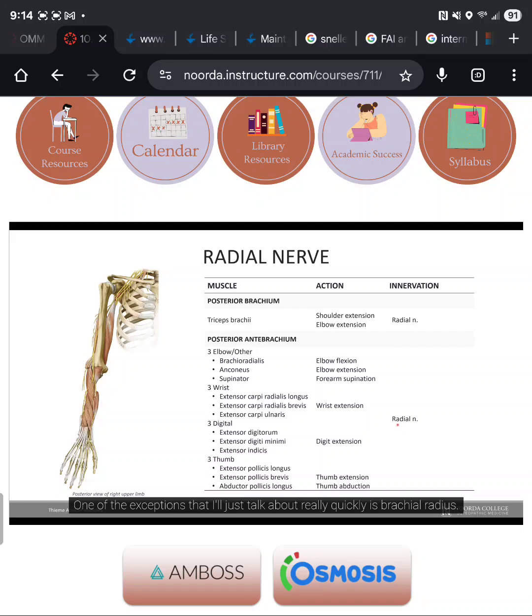One of the exceptions that I'll just talk about really quickly is brachioradialis. It actually crosses the elbow anteriorly, so it does elbow flexion. So sometimes people can get tripped up on this, but it is in the posterior antebrachium, so it is innervated by the radial nerve.